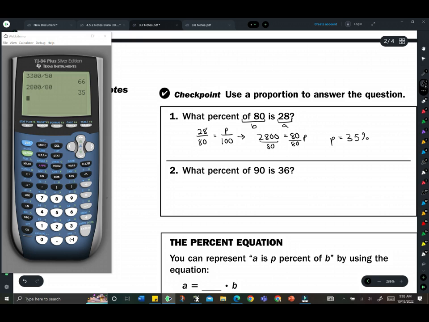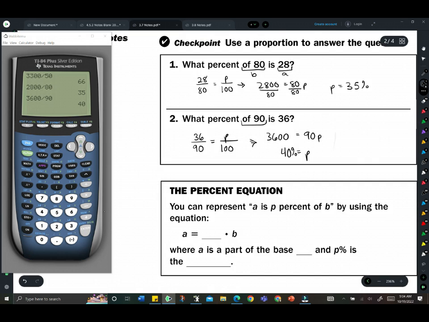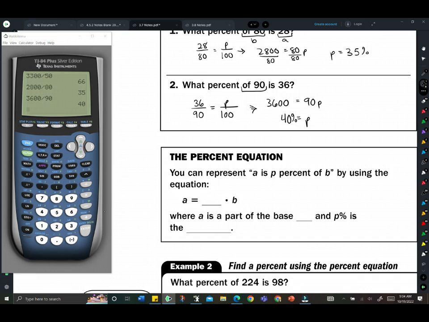Okay, what percent of 90 is 36? Where does 90 go? The denominator. 36 in the numerator, P over 100. So 3,600 is equal to 90 times P, and we just divide to get the percentage. So 40 equals P, 40%. Now, that is when you're finding a percent of a certain number.